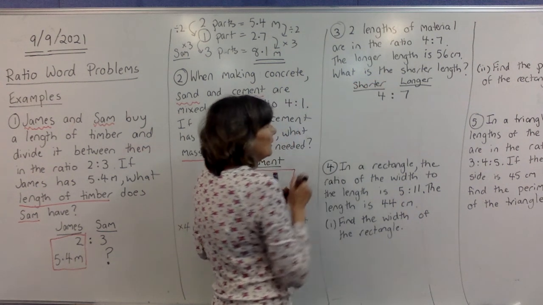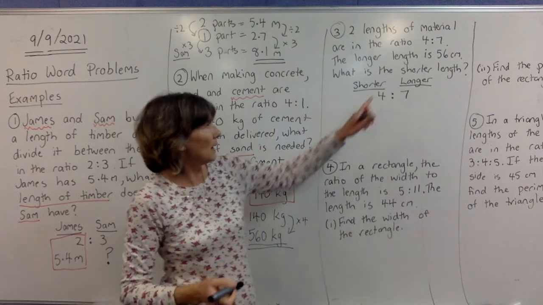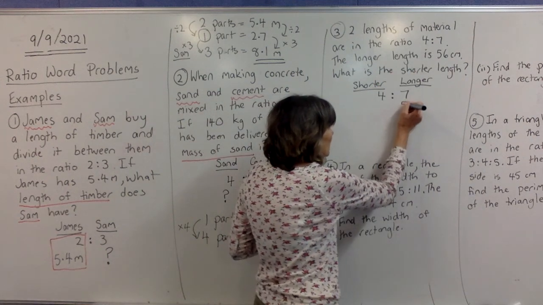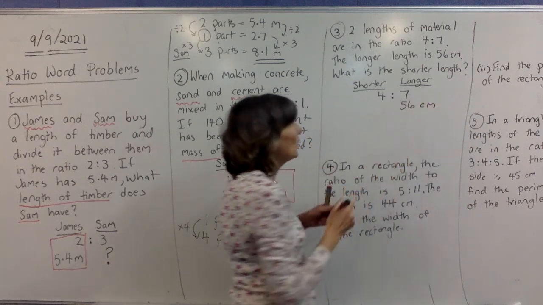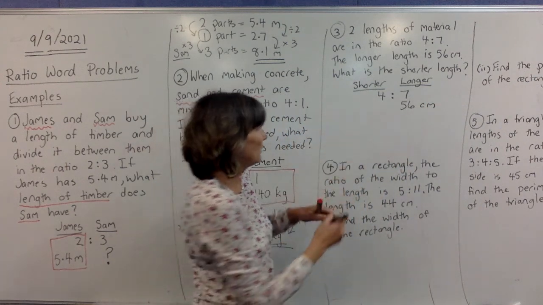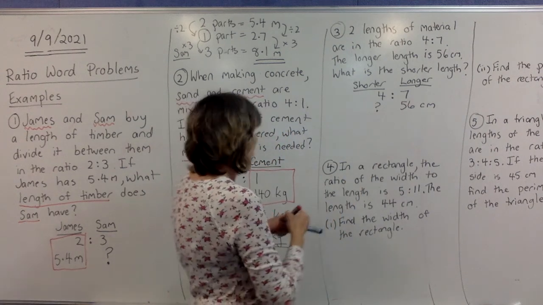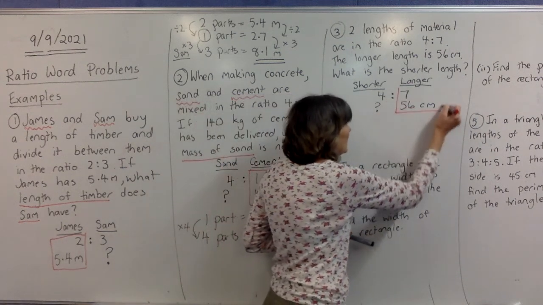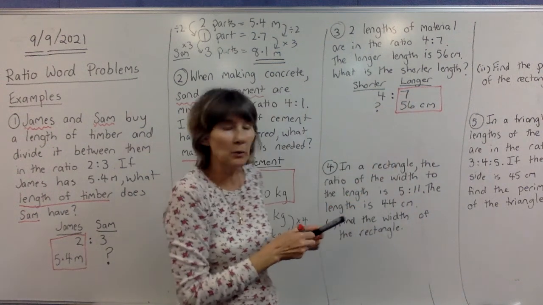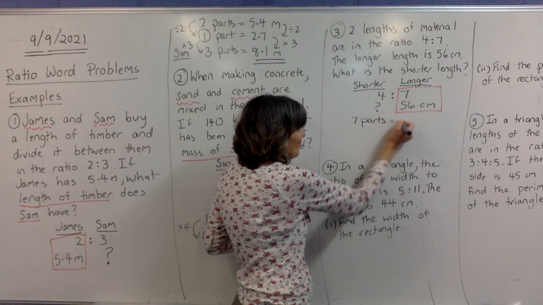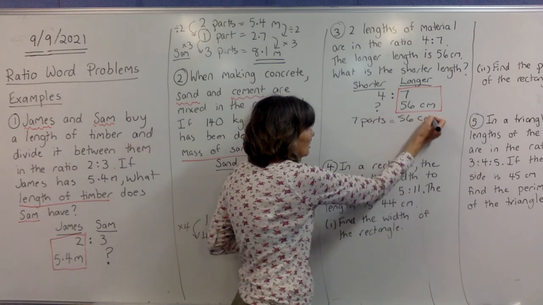And we'll go from here now. So the longer length is 56 centimetres. So under our longer heading, we're writing 56 centimetres. And we're trying to find the shorter length. So that's where our question mark goes. Now we get our red pen, put a box around this, and that's the start of our working. 7 parts equals 56 centimetres.